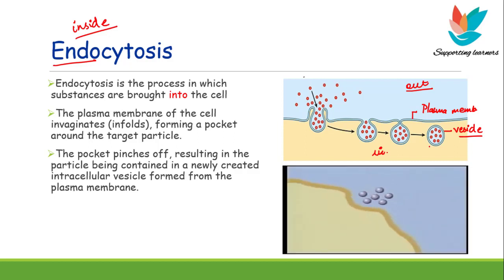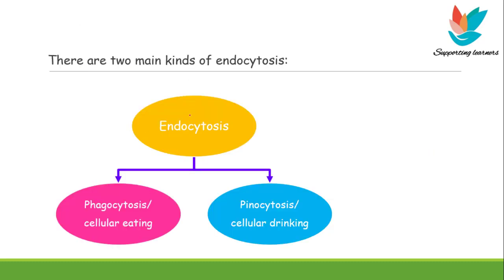So this is how the endocytosis takes place. Infolding of the plasma membrane which pinches off and forms a vesicle. Now this endocytosis is of two types. First is phagocytosis. Phagocytosis which means cellular eating.